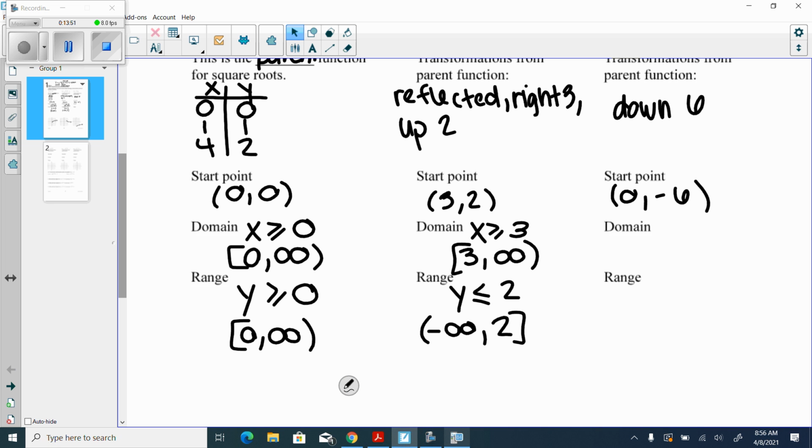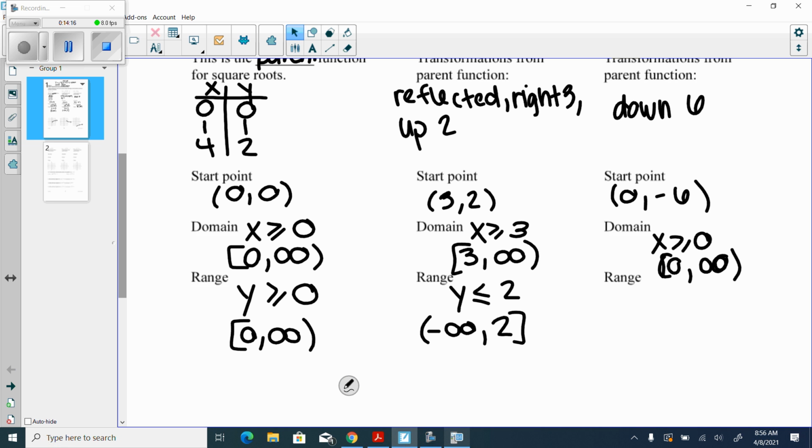Okay, and for my domain, those are my x values. My domain hasn't really changed, right, from the original. It still is starting at 0 and going off to infinity. So it still is greater than or equal to 0, or from, bracket, from 0 to infinity.